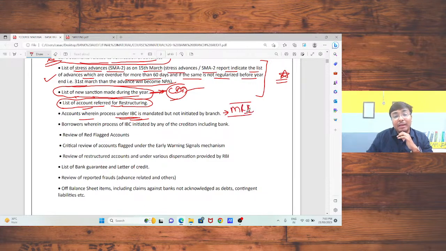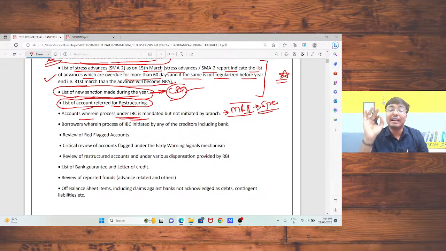At the time of our MRL, we should specifically mention that if any IBC proceeding has started against any accounts, then please provide the details separately, and the same has to be sent to the zonal office, that is the regional office also, so that we will be in a good situation at the time of any dispute.